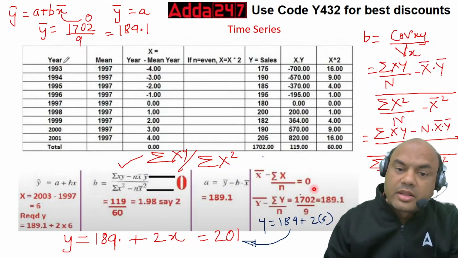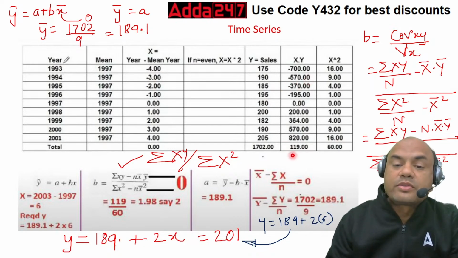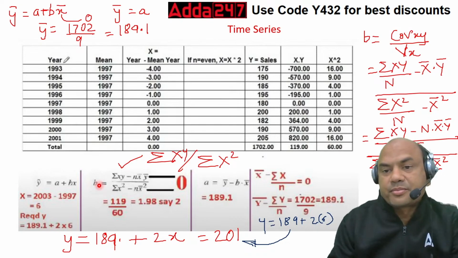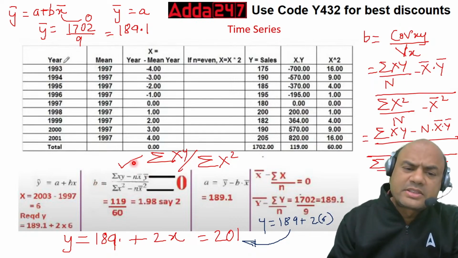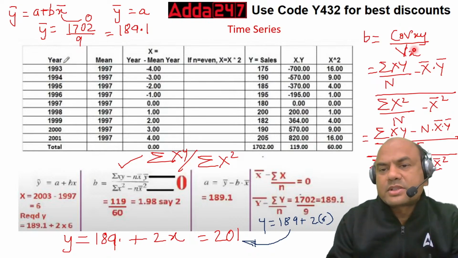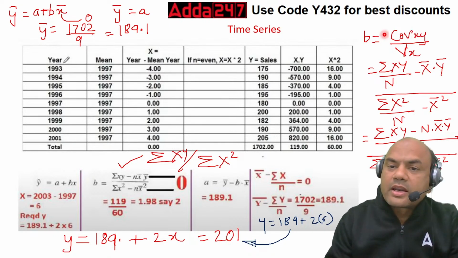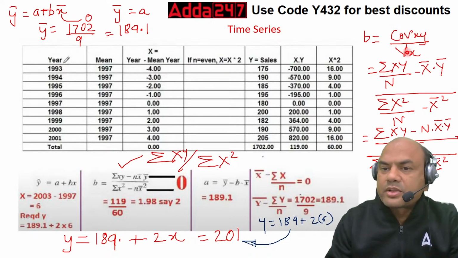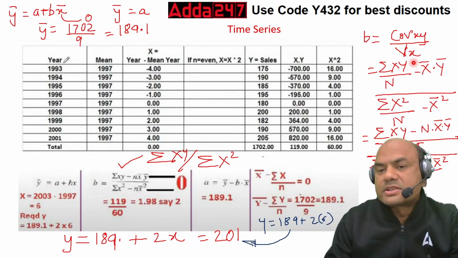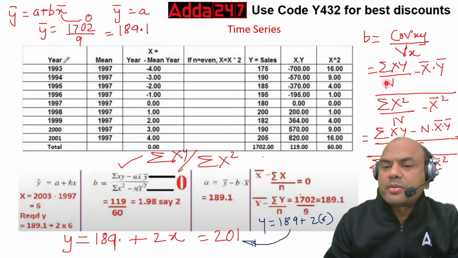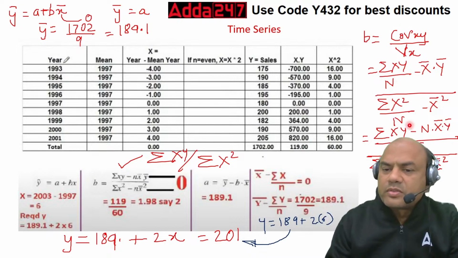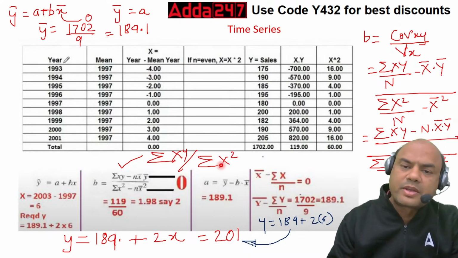Got it? Now find out B. B is xy upon x square. See this. B equals xy upon x square. This is the same formula as that of correlation. It is just derived. I have written it over here and shown the derivation. In correlation regression, you have this B as covariance upon variance of x. Same thing is repeated. Only we are solving this. Find the covariance, summation xy upon n minus x bar into y bar. Similarly, variance of x. Then go on solving. You'll get this answer: summation xy upon x square.